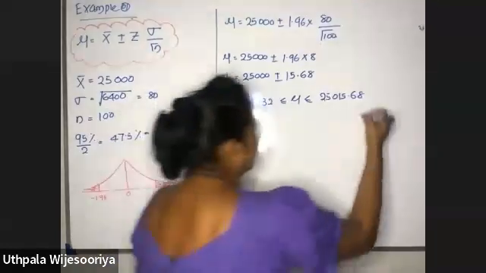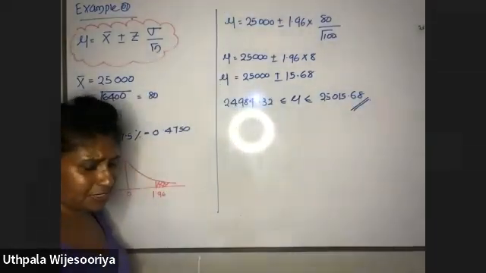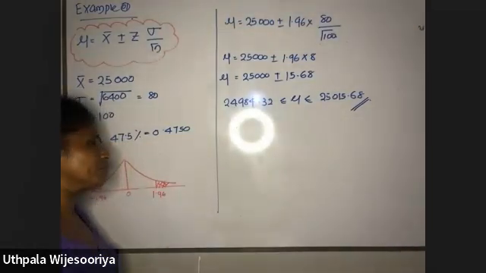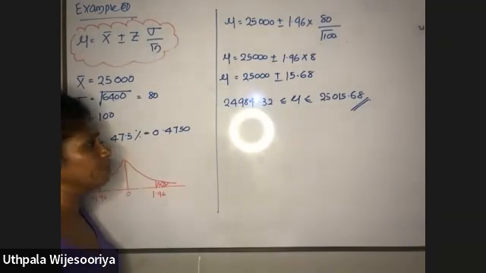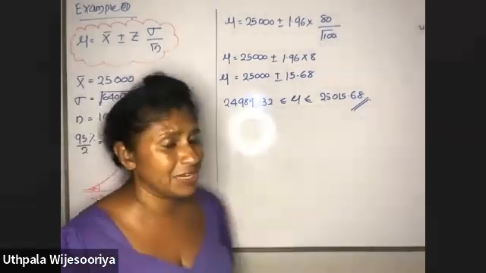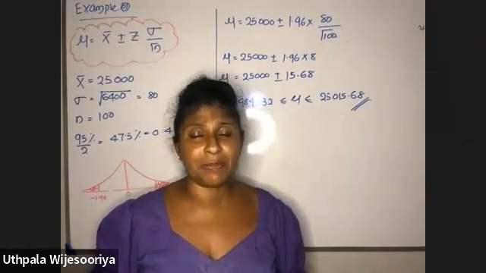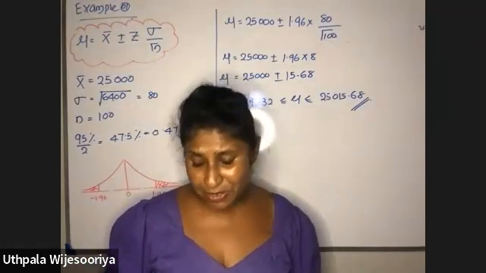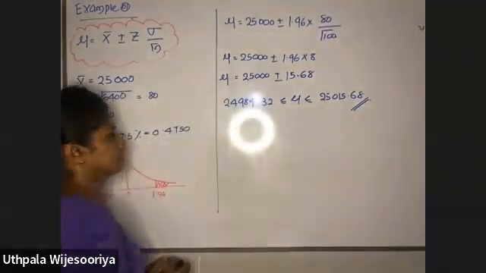Now this is your 95% confidence interval. So the salaries of all workers of this firm vary between 24,984 rupees up to 25,015 rupees under 95% confidence. Under 95%, so there may be a 5% chance that it is rejected. So how do you write your comment? Write your comment.